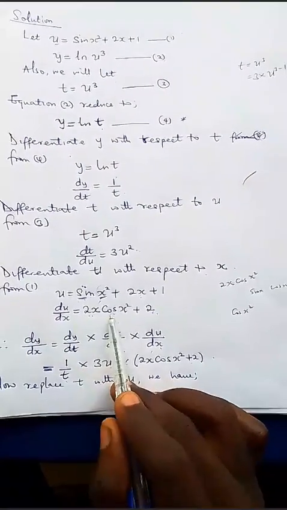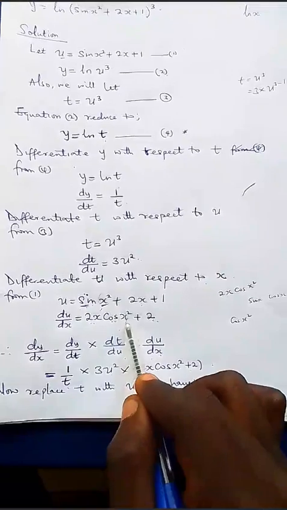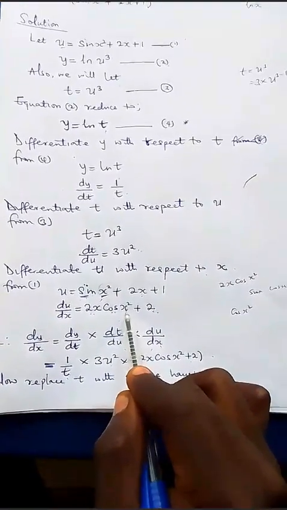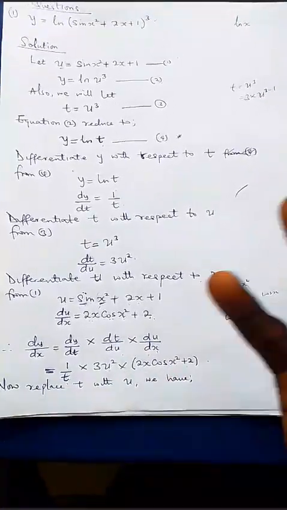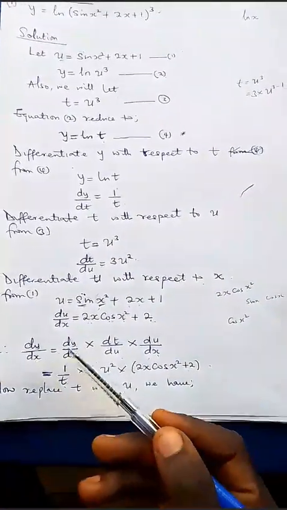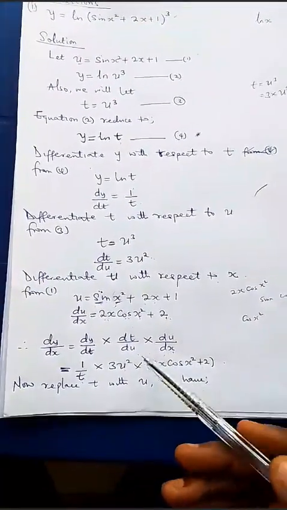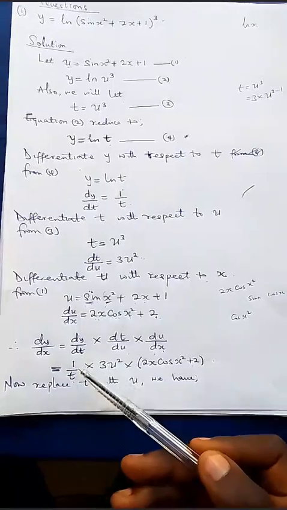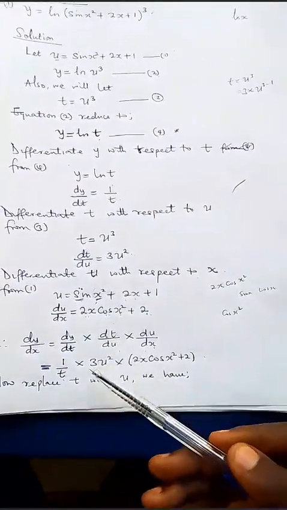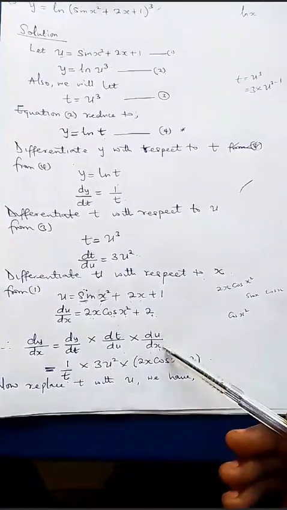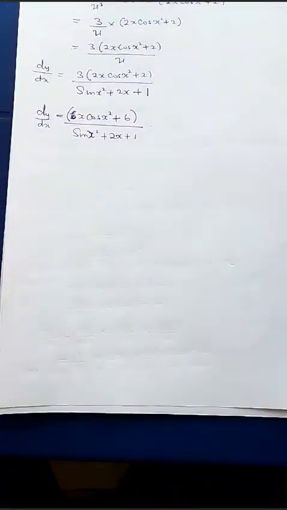Then differentiate your sin, you have cos. Cos cannot stand on its own, so this x squared, which is a power function, will return to support it. So 2x differentiated becomes 2. Then combining the three together, we get dy/dx. So dy/dx equals dy/dt times dt/du times du/dx. What is dy/dt? dy/dt is 1 over t from what we got here. Then dt/du is 3u squared. Then du/dx is what we have here. So if you combine the three, you get that as your dy/dx.